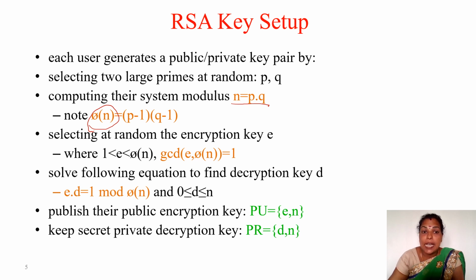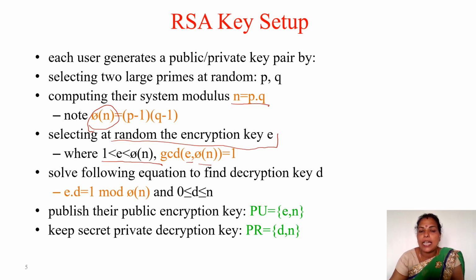Then we have to select a random number, the encryption key E. The value we are choosing must satisfy the condition that E must lie between 1 and φ(n). Then we have to check the condition that E and φ(n) must be relatively prime, that is GCD of E comma φ(n) equal to 1.